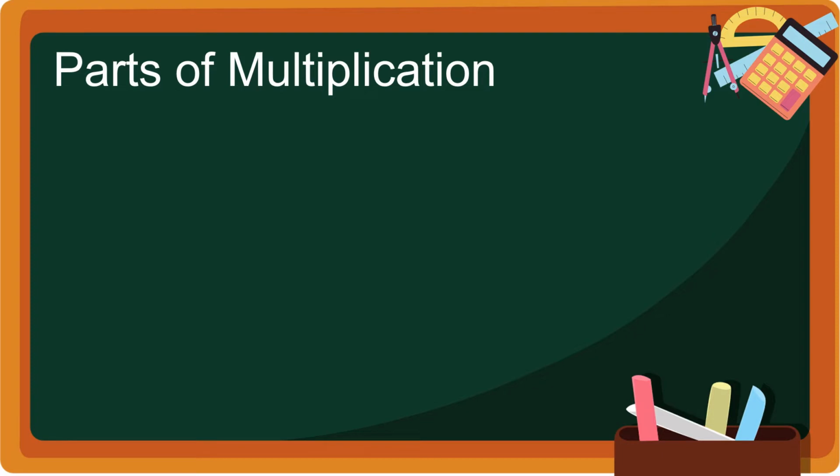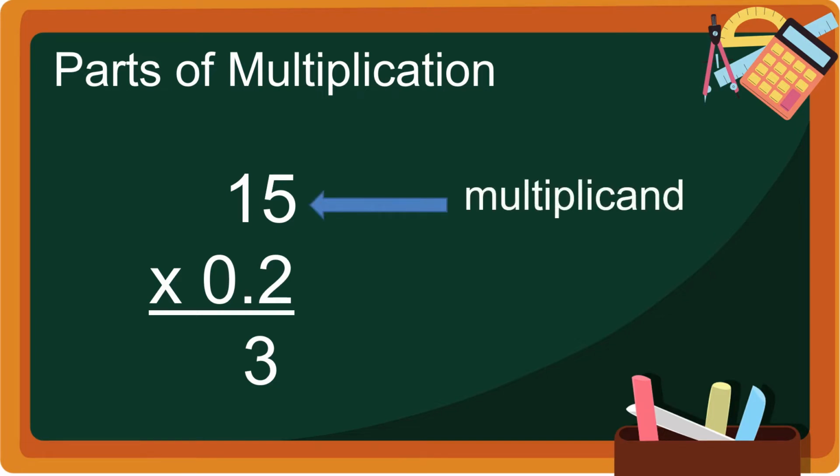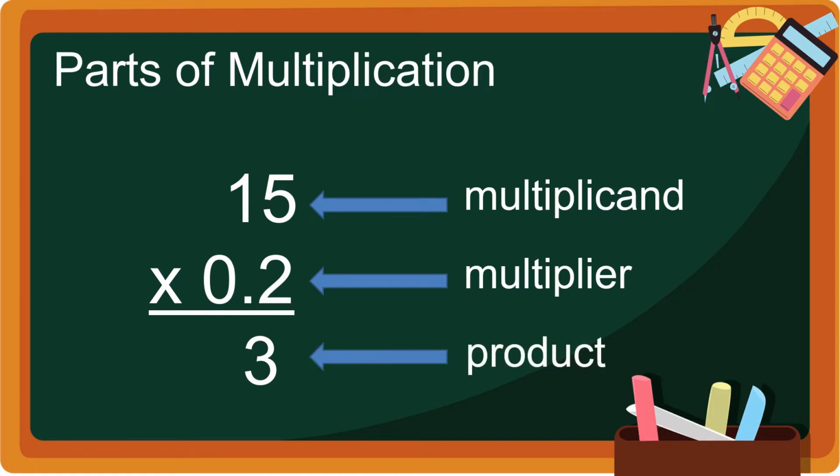Then we have the parts of the multiplication. Example, 15 times 2 tenths is equal to 3. So multiplicand is the number to be multiplied. So 15 is what we call the multiplicand. Multiplier is the number that tells how many times a multiplicand should be multiplied. So we have 0.2 or 2 tenths is what we call the multiplier. Then the product, the result when you multiply two numbers. So 3 is what we call the product.